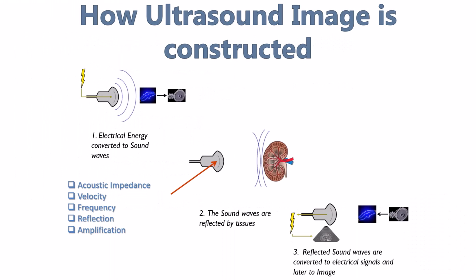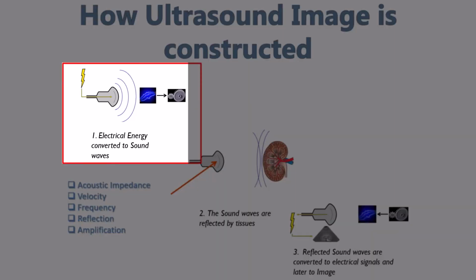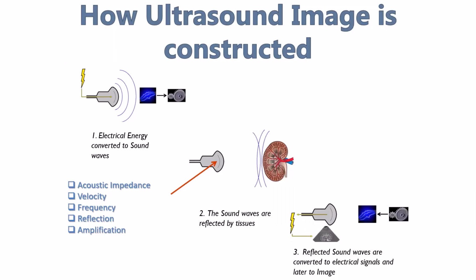Look at this graphic and see how it demonstrates how the ultrasound image is constructed. You'll notice that electrical energy is converted to sound waves. So we have the transducer, the sound waves being emitted and collected, and that is done by setting the parameters for the collection of the sound waves.